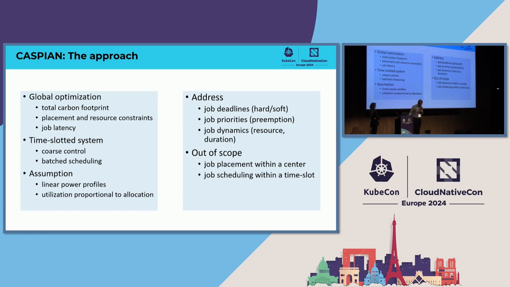We make some assumptions. We look at the cluster as a whole, so we aggregate the efficiency of the cluster in an approximate linear power profile, linear in the utilization of the resources. We assume that allocation is equivalent to utilization, which is not quite true, but that's the assumption that we make. There are some things that CASPIAN doesn't get involved with, for example, the scheduling within a cluster. We say that job goes to that cluster, but the scheduling within a cluster is not a CASPIAN thing. Maybe it's a PEAKS thing or some other scheduler plugin in that cluster.